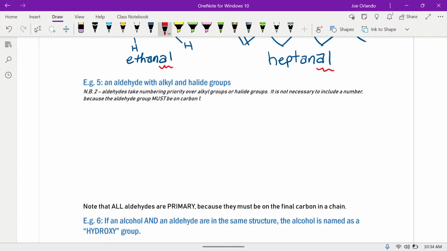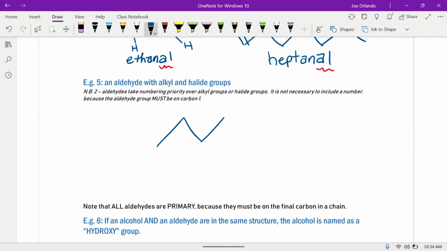Do we need to number it even if it has 2 of them? It'd just be a dial. And you still don't need numbers because one will be on one end and the other one will be on the other end. Could they be on the same end? No. Could you ever have a case like this? No. Too many bonds. So if you had a dial, it just has to be one on each end, right? But you could have alkyl groups. You could have halide groups. Doesn't matter.